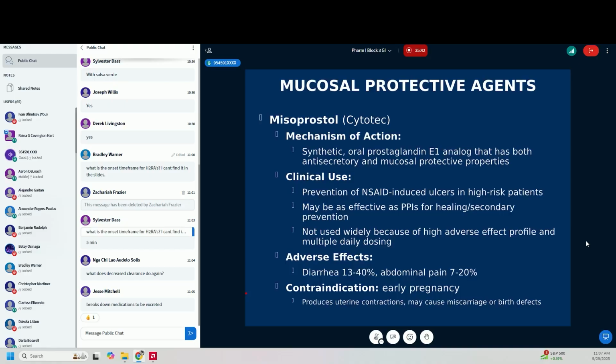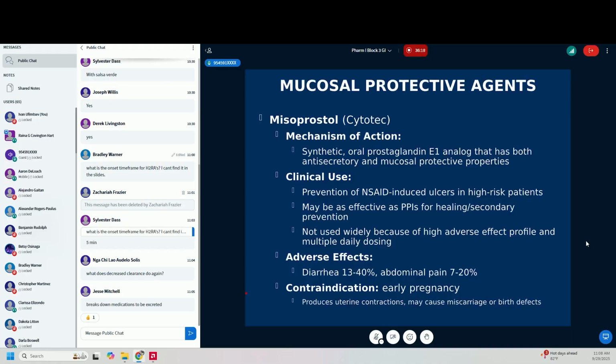Misoprostol, so this is Cytotec. This medication may be as effective as our proton pump inhibitors in healing our ulcers or preventing them. It is an oral prostaglandin. Remember, we said that those prostaglandins were trying to help protect our lining. So this was protecting us, but we also see that it's helping with that pump and trying to decrease the secretion that your patient is going to have. Adverse effects, diarrhea, some abdominal pain, so those are big ones that you need to take note of.